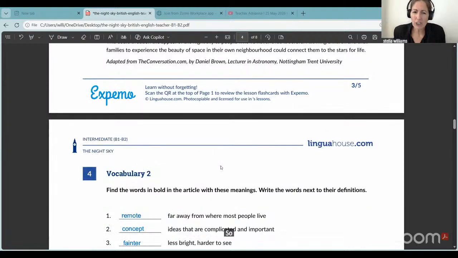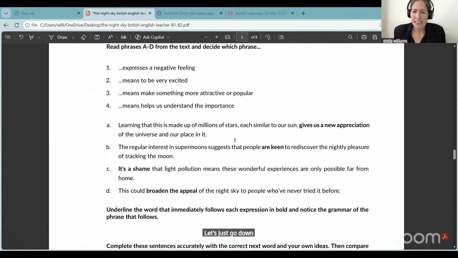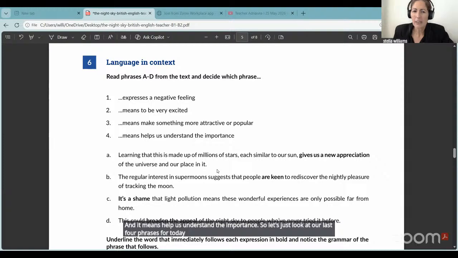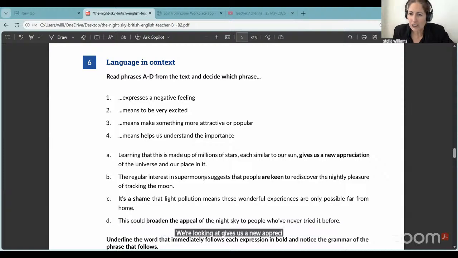As you can see now, let's go down. One more thing there. When we express a negative feeling, who would like to match up from A to D? From number 1 to 4, we've got: expresses a negative feeling, means to be very excited, means make something more attractive or popular, and means help us understand the importance. Let's look at our last 4 phrases for today: A, gives us a new appreciation. B, are keen. C, it's a shame. And D, broaden the appeal.